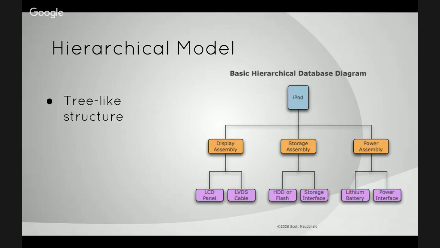The second DBMS model is the hierarchical model. It is a data model that is organized in a tree-like structure and was first created by IBM. In the hierarchical model, data is stored as records which are connected by links.